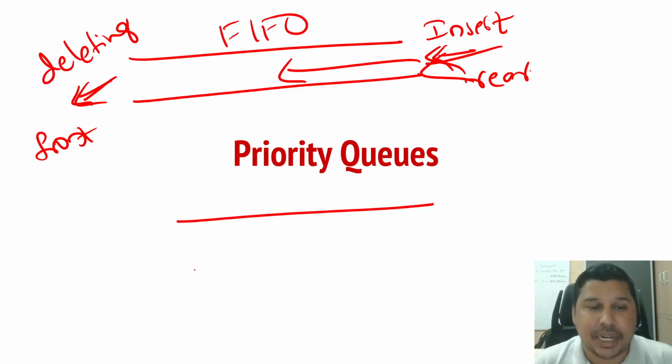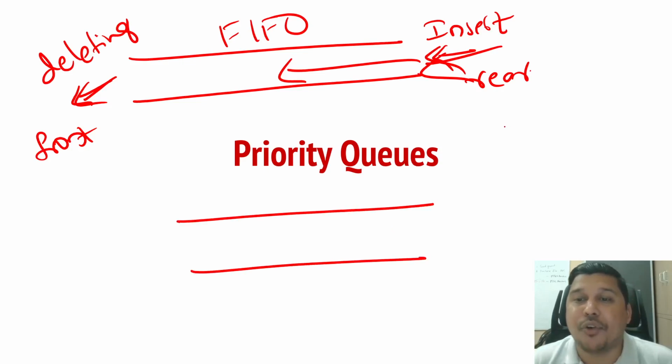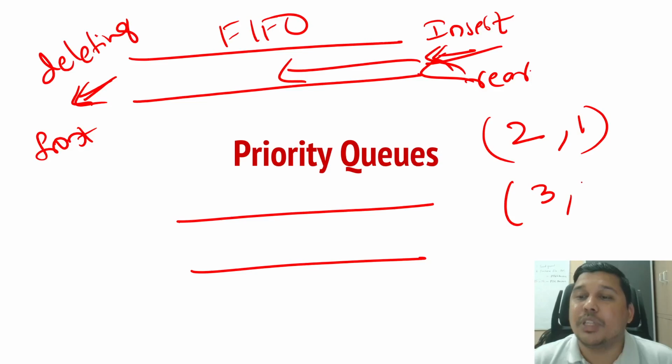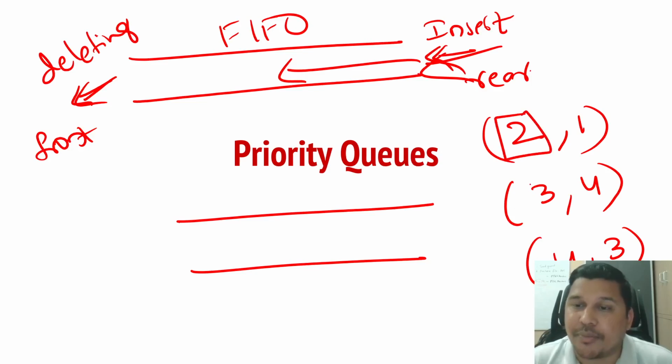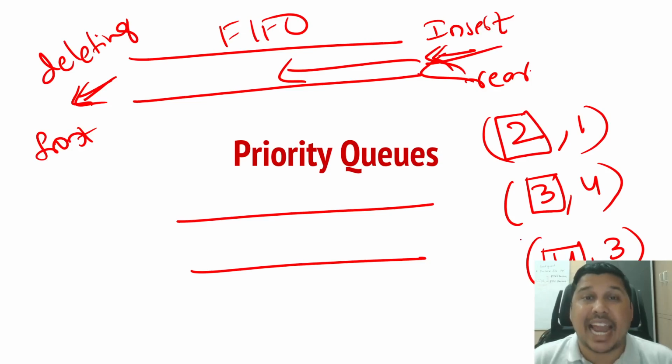Let's see an example. This is a queue, and I have 4 elements. Element 2 with priority 1, then element 3 with priority 4, then element 4 with priority 3. This is the actual element to be inserted, and along with the element there is a priority attached, a kind of key-value pair.